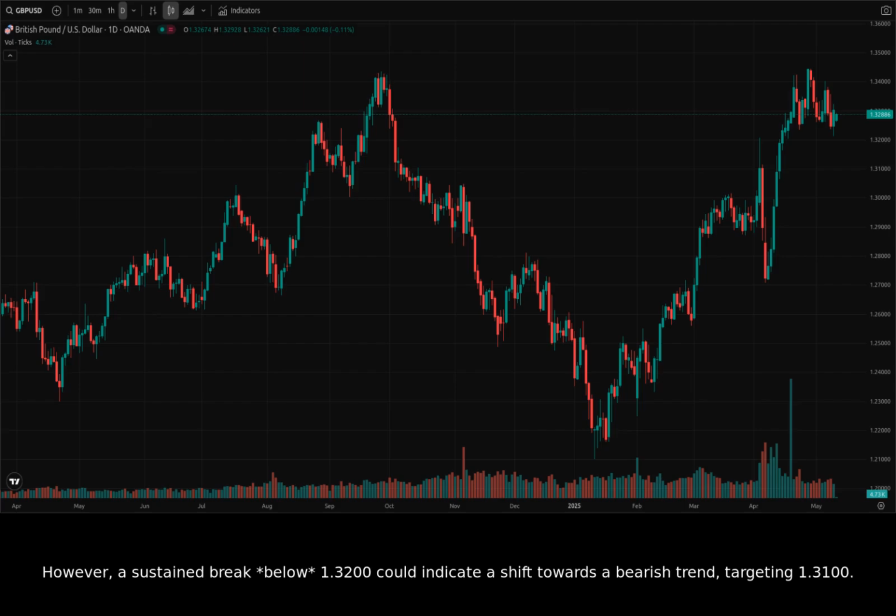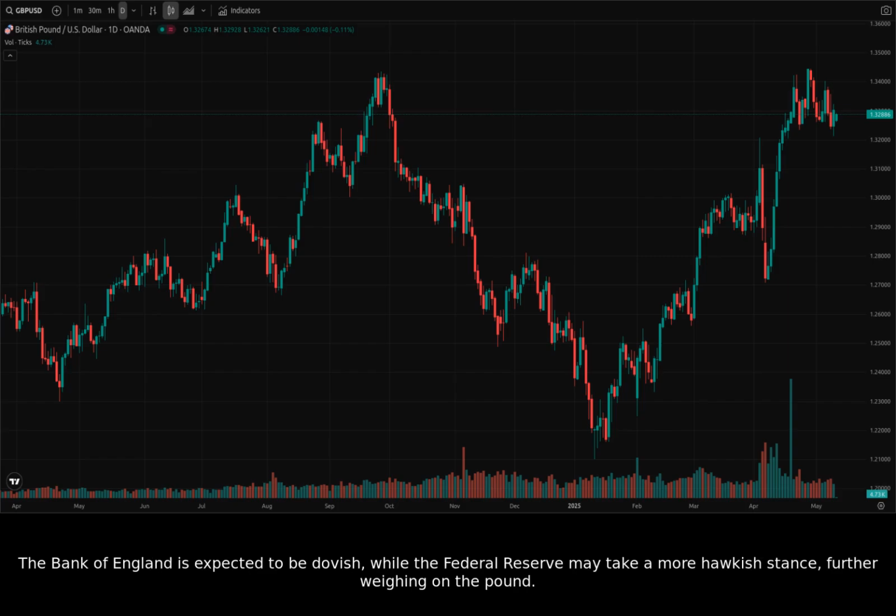However, a sustained break below 1.3200 could indicate a shift towards a bearish trend, targeting 1.3100. The Bank of England is expected to be dovish, while the Federal Reserve may take a more hawkish stance, further weighing on the pound.